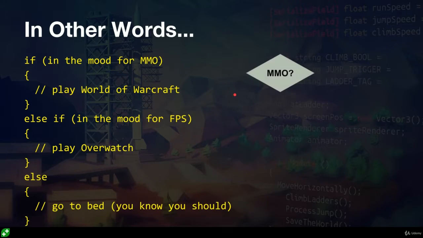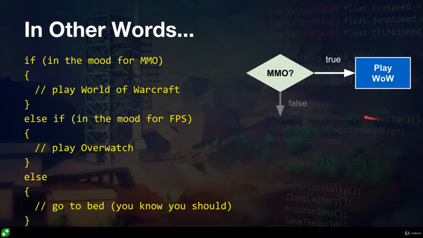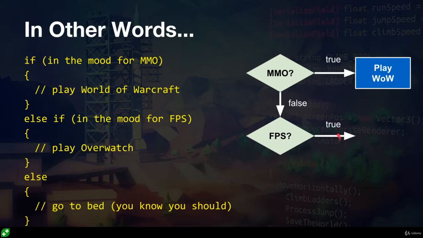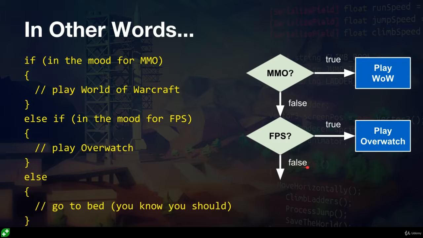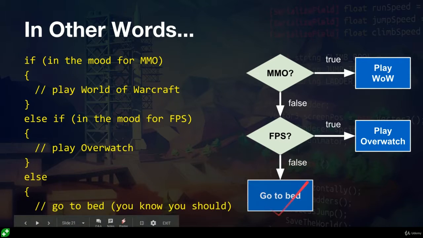If you're a visual person, let me just give you this as a flow diagram here. MMO, yeah, why not? That's true, yes. I'm in the mood for an MMO, then I'll play WoW. If it's false, no, I'm not in the mood for an MMO, then I'll consider a first-person shooter. If that evaluates as true, then I'll play Overwatch. If I'm not in the mood for a first-person shooter, then I'll go to bed. So this is the flow. This happens first, that happens second, and then this happens if all of these other conditions have evaluated to false.